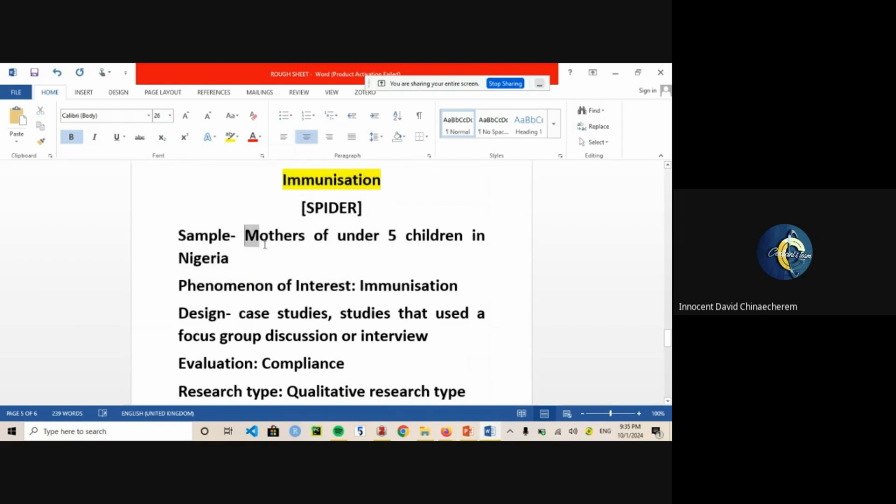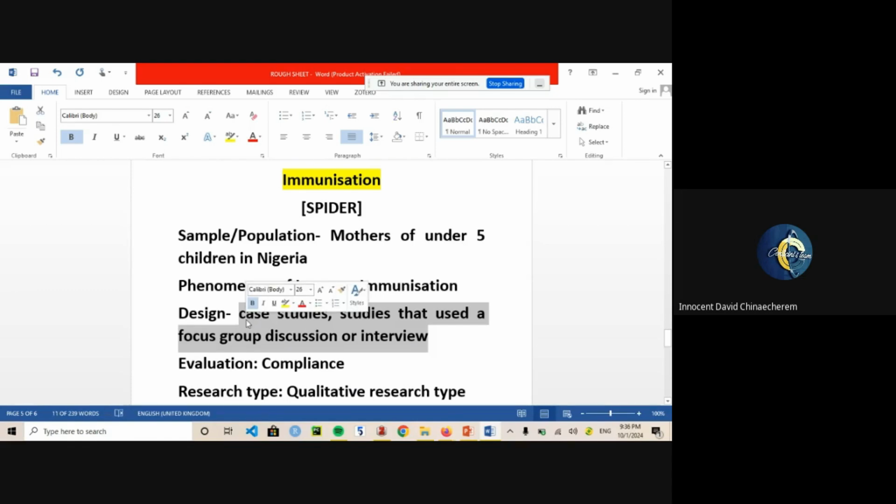Now, the same thing applies for the SPIDER framework also, where we had immunization in mind, and we were able to come up with a sample, which is also known as what? Your population in the S of the SPIDER. The PI means the phenomenon of interest, which is immunization. Remember, our sample is mothers of under 5 children in Nigeria. Then the design could be some of the various study designs that you might be looking out for, because when you're starting your systematic review, you have some designs that you're anticipating will be included in your study. So that is where your design comes into play.